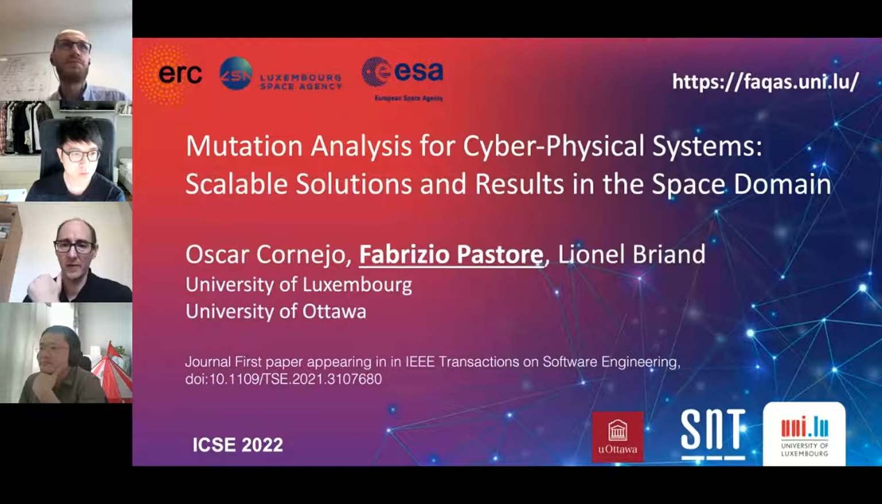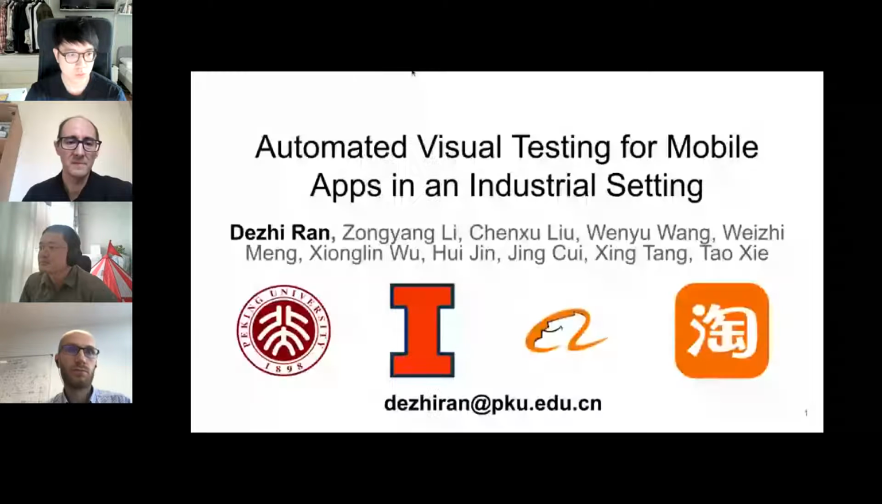Thanks. Thanks, Fabrizio. So let's keep the questions for the end. We can move to the second paper. Second paper is a software engineering practice paper, and is titled Automated Visual Testing for Mobile Apps in an Industrial Setting. So who is going to present this paper? Dezi, please. Thank you.